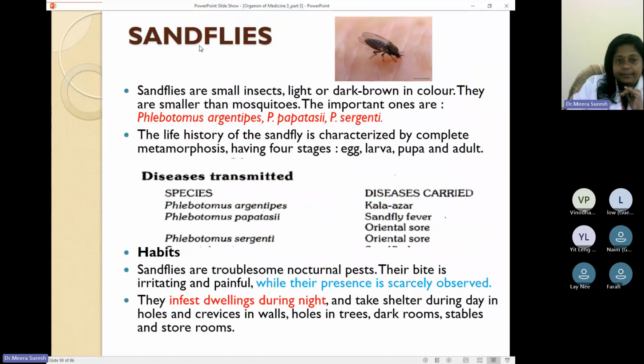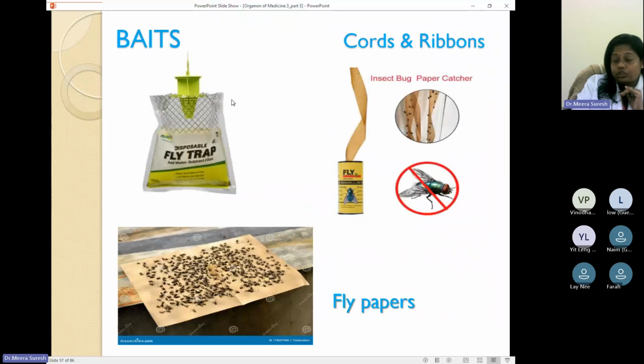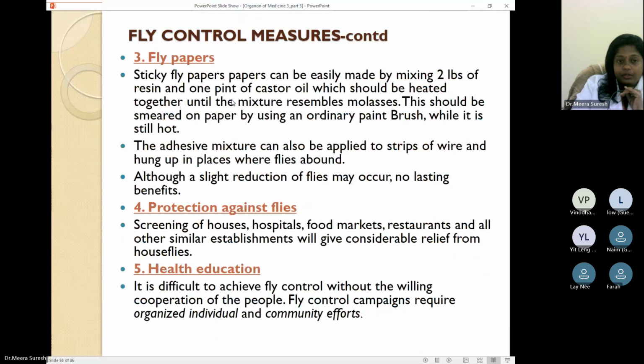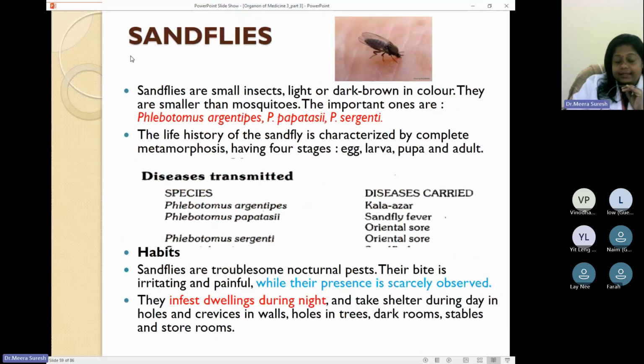Next, the sandflies. For the house flies, we have already discussed the different diseases they cause in the initial slides. Mostly the GIT disorders, dysenteries, diarrhea, etc., are caused by the house flies. So the next, third type of insect is the sandflies.